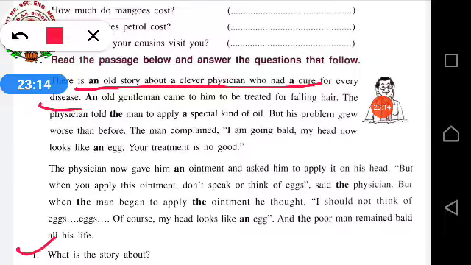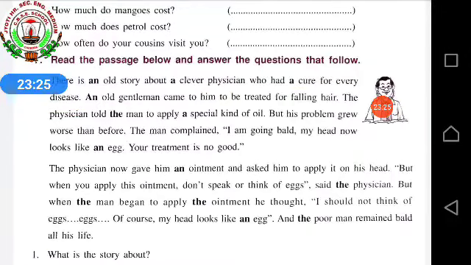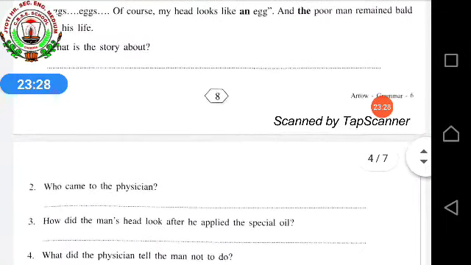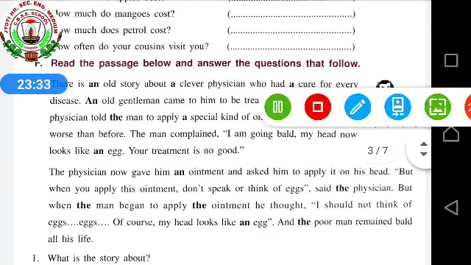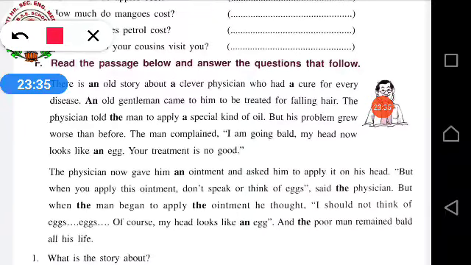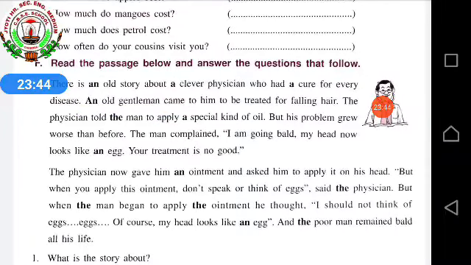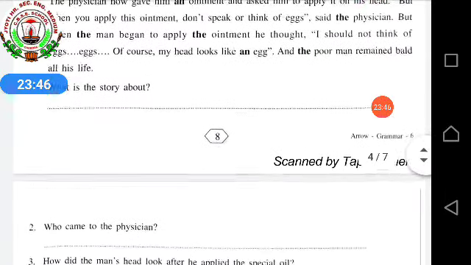In the same way, you people will be doing for the rest. First, second and third I will tell. At least fourth and fifth you people have to try by yourself. Clear? So let's see the second question. Who came to the physician? An old gentleman came to the physician.